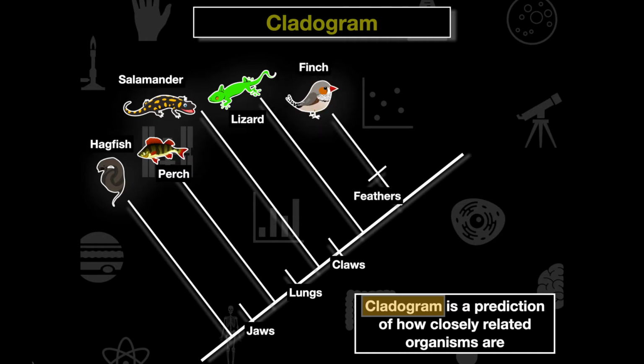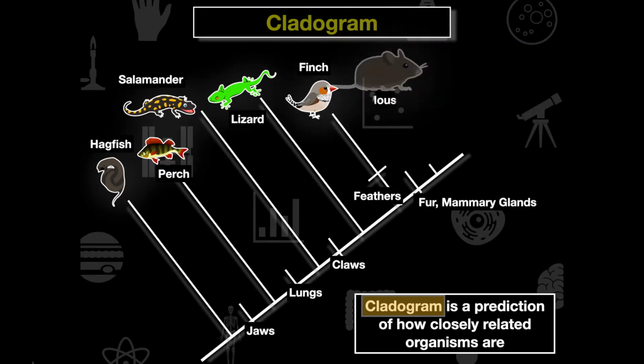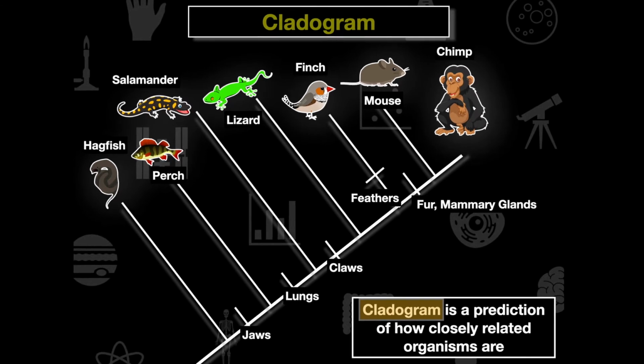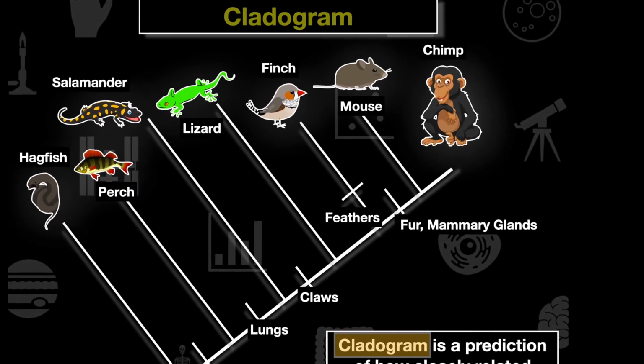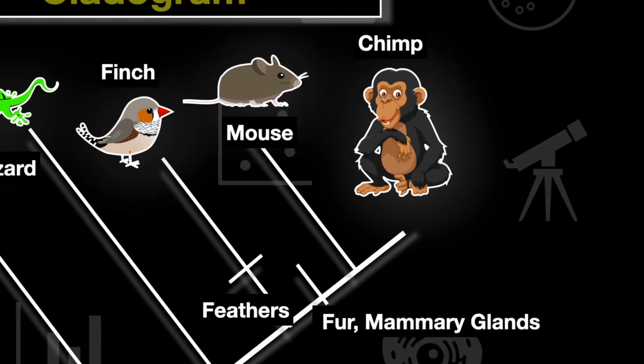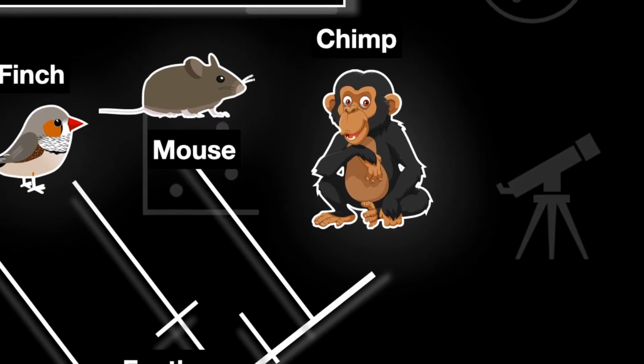We have the rise of feathers, which allows animals to fly. And then we have the rise of fur and mammary glands that will allow for, in this case, rodents, the mouse, and then eventually primates to proliferate on the surface of the earth. So if I'm looking at this cladogram here, well, this is going to be a best guess of how I think these organisms are related and how they evolved over time based on their morphology.